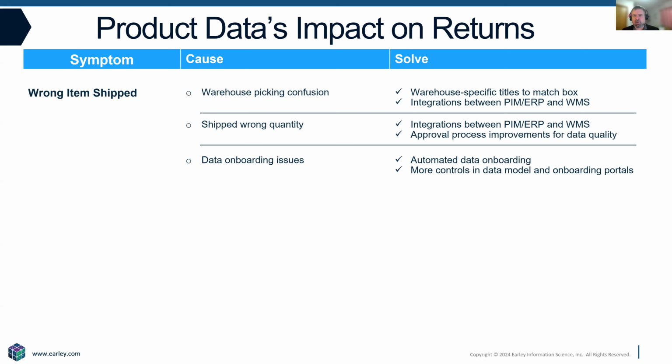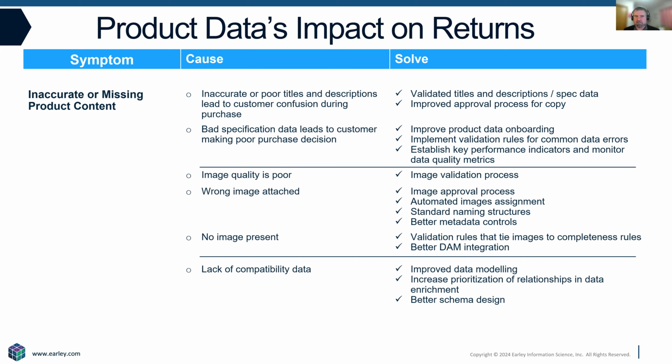There's also a data onboarding issue with this as well, where a lot of this is done manually. Attempting to automate more of that data onboarding, providing better portals for suppliers to provide data, and making sure that your data entry people are validating data instead of just copying and pasting data is an important element of this as well. Now, I want to move to the next one, because the next one is obviously directly related to this. And that's when there is inaccurate or missing product content.